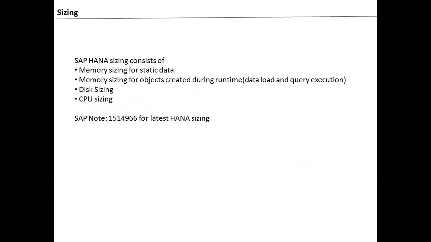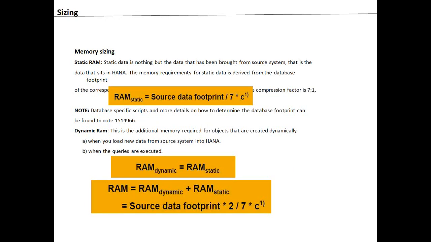If the client says that I want to use a sidecar approach of HANA, how much RAM should I go for? Is it 512 GB of RAM or 1 terabyte of RAM? What you do is you run scripts. Let's say your legacy system is Oracle, not an SAP environment. Let's consider legacy Oracle or SQL. You have some scripts. You run those scripts on the Oracle. It will give you the source data footprint.